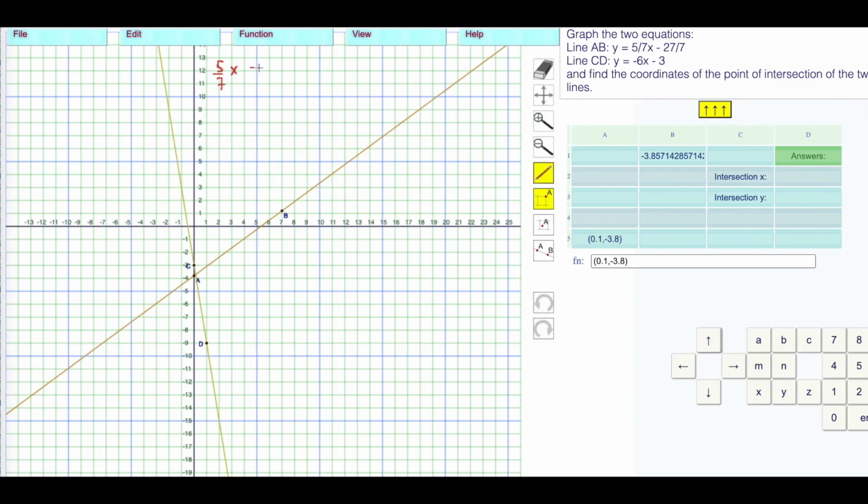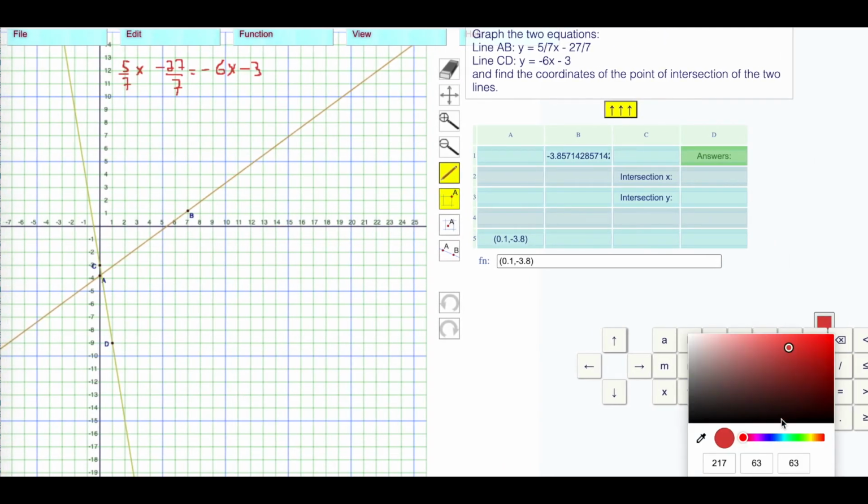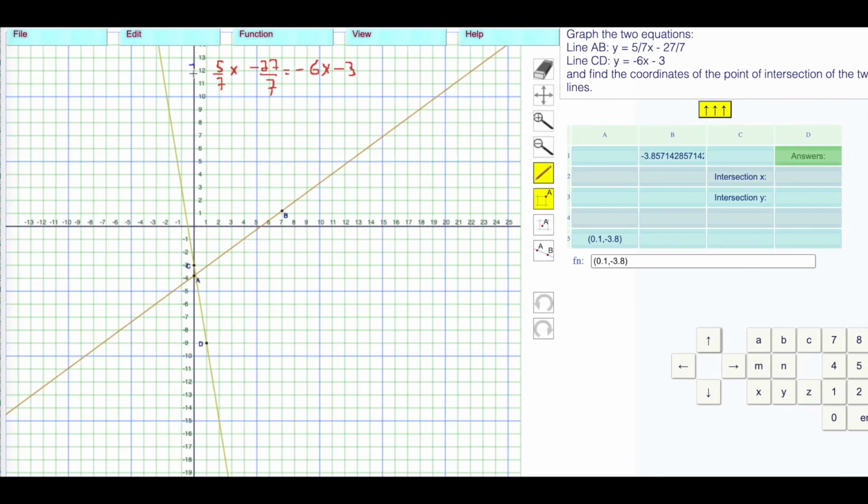5/7 x, take away the 27 over 7 is equal to, at this point, these two lines are equal, so it's equal to negative 6x minus 3. And I'm going to multiply all those things by the lowest common denominator, which is 7. 7 times this times 7, 7 times the 6 times 7. Well, these 7s are going to cancel. This 7 is going to cancel with that 7, and this 7 is going to cancel with this 7, but this 7 is going to multiply. We're going to end up with 5x minus 27. This 7 multiplies the negative 6. You get negative 42x minus 3 times 7, minus 21.